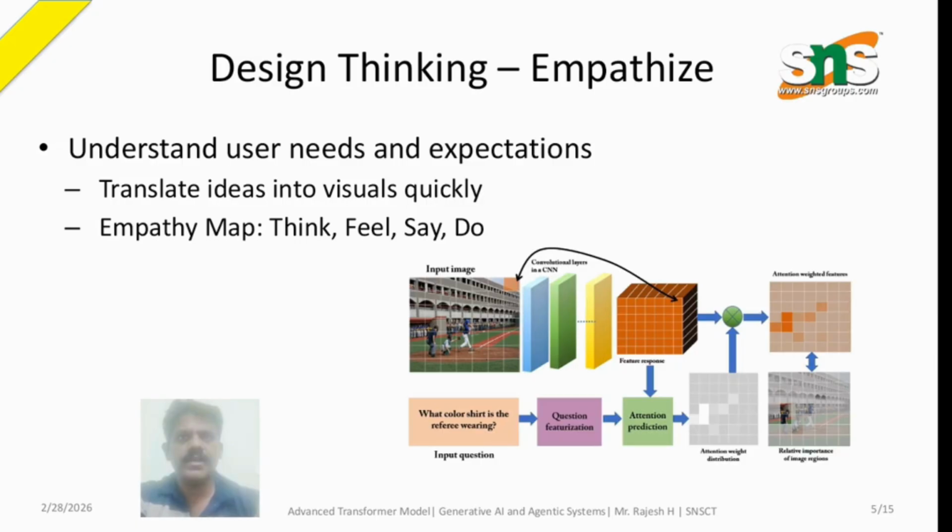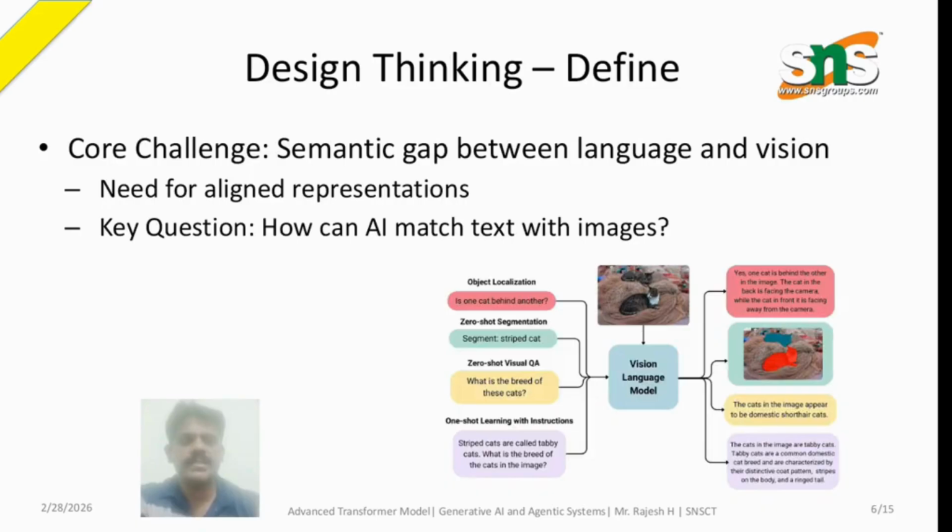The convolutional layers of the CNN extract the features one by one, and the question is featurized with attention prediction. It finally finds the color of the shirt through attention-weighted features, and finally it finds the relative importance of the image regions. So this is how multimodal AI works when it comes to image analysis.